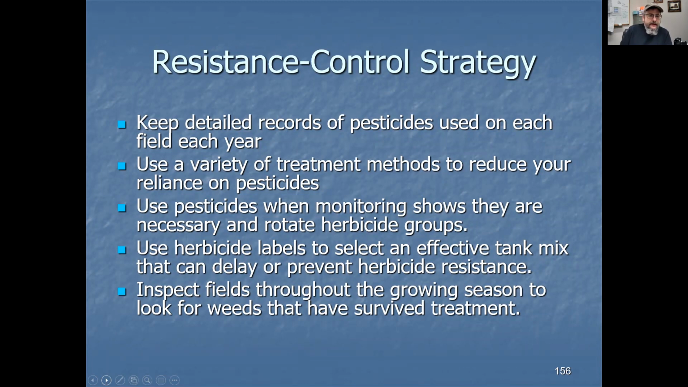Resistance control strategy. Keep detailed records of pesticides used on each field each year. Use a variety of treatment methods to reduce your reliance on pesticides. Use pesticides when monitoring shows they are necessary, and rotate herbicide groups. Use herbicide labels to select an effective tank mix that can delay or prevent herbicide resistance. Inspect fields throughout the growing season to look for weeds that have survived treatment.